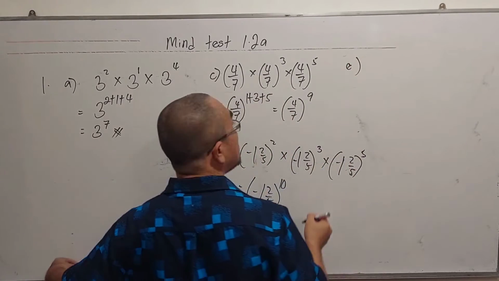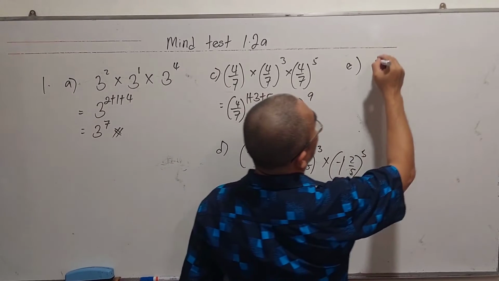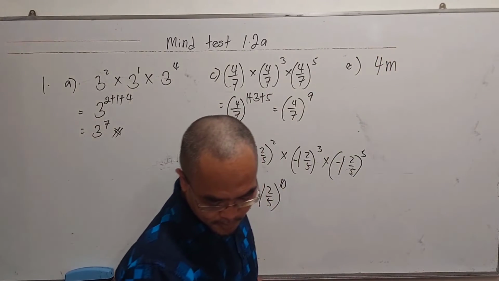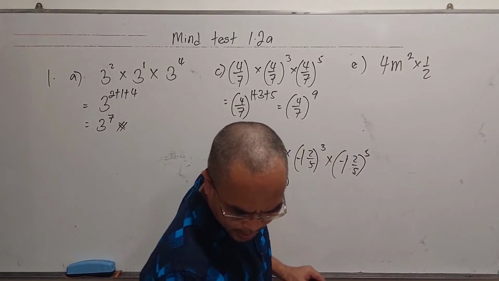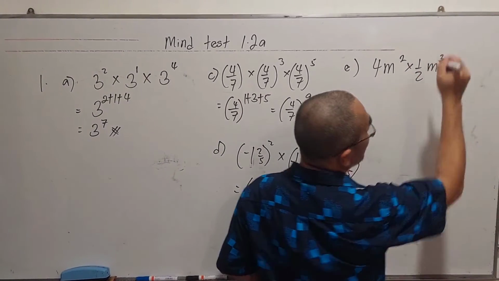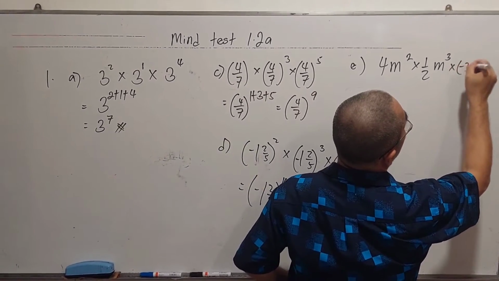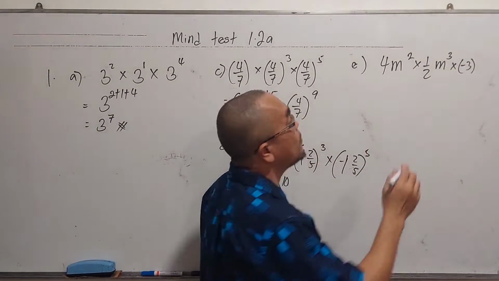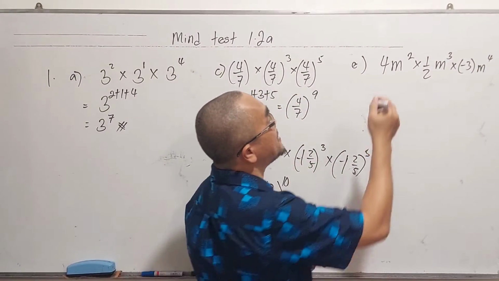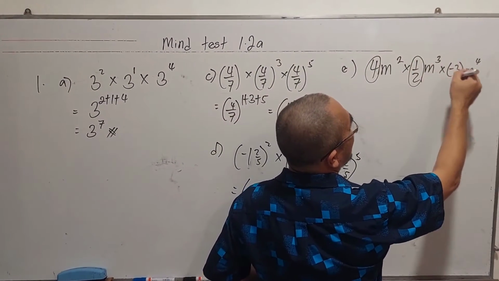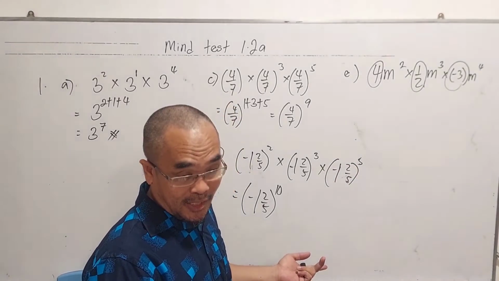E. Okay, so this is slightly different. 4m to the power of 2 times 1 over 2 m to the power of 3 times negative 3m to the power of 4. Okay, let me help you with this. We have numbers. Are they similar base? No. So this is the normal calculation.